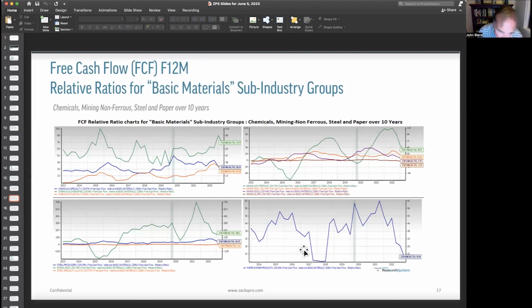Free cash flow. Of course, more free cash flow is better. Where do we see it? Diversified chemicals actually doing quite well. Keep that in mind. Mining non-ferrous, again, very cyclical, but also higher. And down here, iron mining, again, off its highs, but still decently strong. And now we're seeing something because of the CapEx spending that paper is doing, their free cash flow is down. So this is related to that CapEx that they're now catching up on.